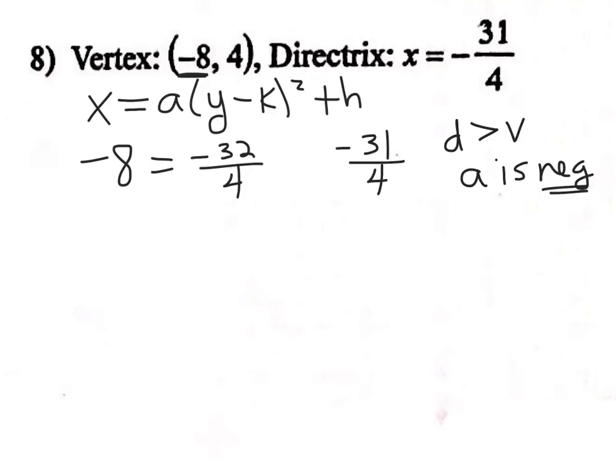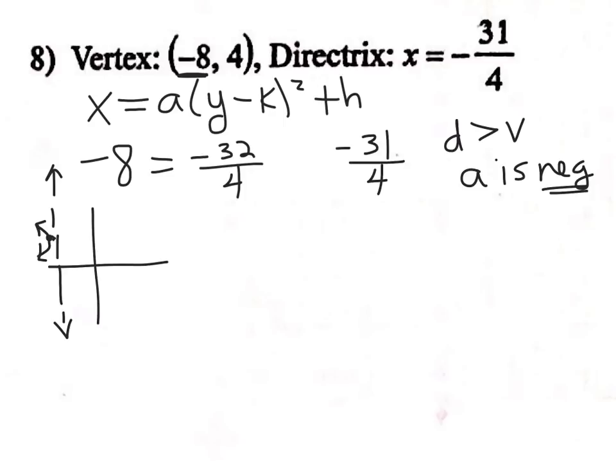You need to keep in mind what direction we're going. So if I have a parabola and my vertex is at negative 8, 4, that puts it about right here, negative 8, 4, and my directrix is at negative 31 over 4, then that means that my directrix is on the right side of my vertex. And if my directrix is on the right side of my vertex, then my parabola has to be opening in the negative direction. Okay, so that means that my A value is going to be negative.